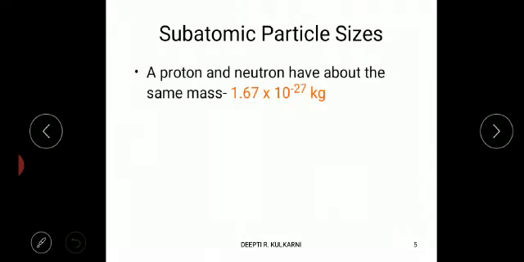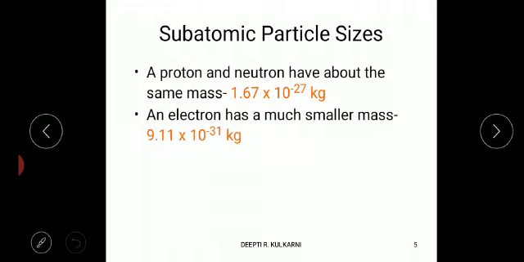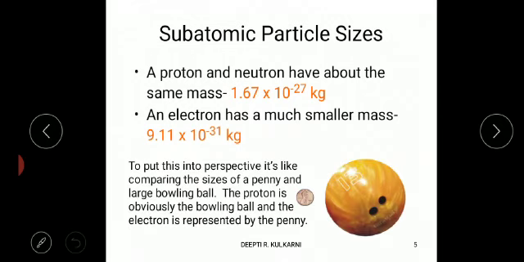Subatomic particle sizes. Proton and neutron both have masses somewhere around 1.67 times 10 raised to minus 27 kg. At the same time, electron has a much smaller mass, somewhere around 9.11 times 10 raised to minus 31 kg. Here I have just taken one example of a bowling ball and a penny, how these sizes and masses are different or comparable. Similarly, electron and proton masses and sizes are compared. So electron has a smaller mass compared to proton and neutron.